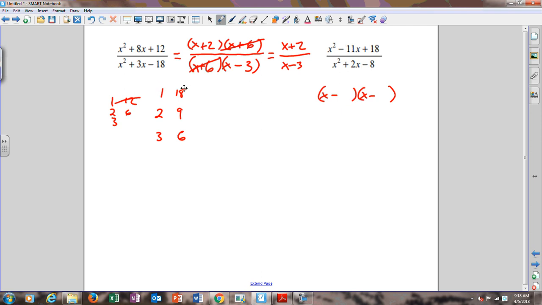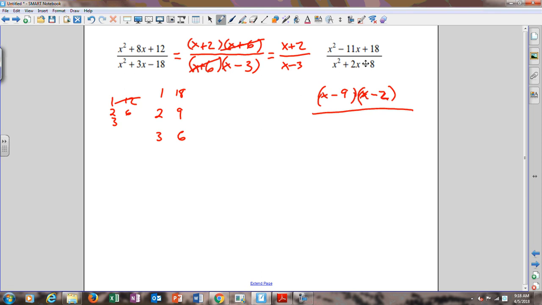Well, negative 1 minus 18 will give you negative 19. No bueno. Negative 2 minus 9, that gives you negative 11. So this is going to be a minus 9 and a minus 2. Okay, so that's your heads up.